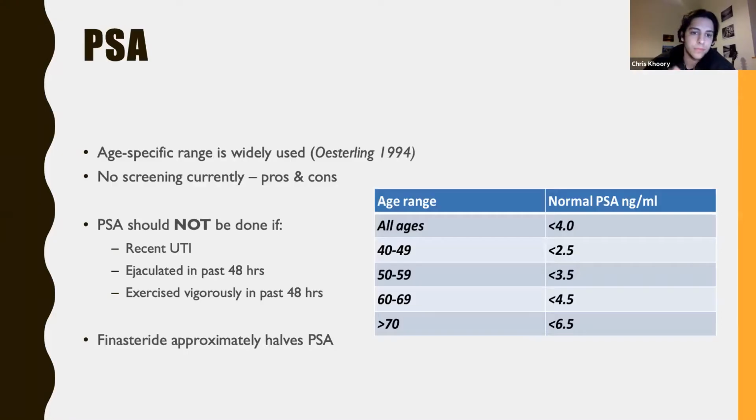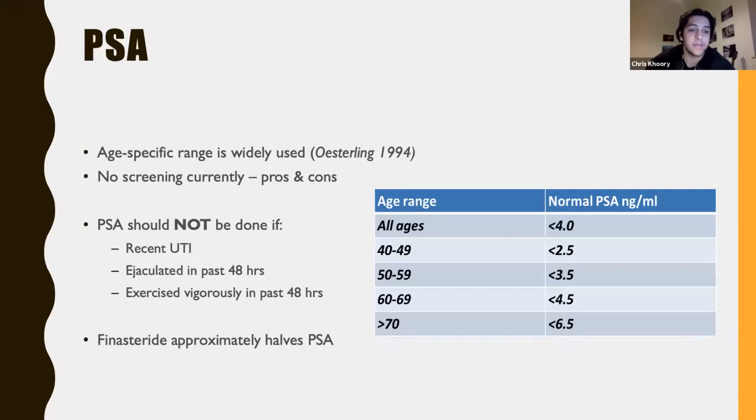Okay. So in terms of normal values, an age-specific range is widely used. There's no screening currently, and there are various pros and cons of this. So pros include it improves early detection and reduces the rate of death from prostate cancer. But there are various cons. So we said it's not very sensitive or specific, and you risk overdiagnosis and overtreatment, which can cause morbidity. The normal values there are on the right. I personally wouldn't learn them for exams, and they should give them to you if it comes up in a question, but it's just useful to have a rough idea of the values.